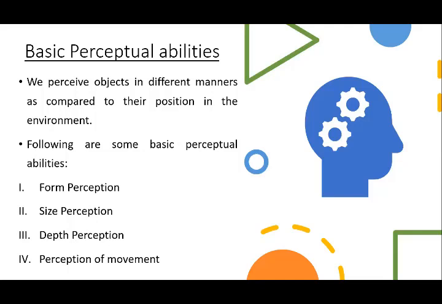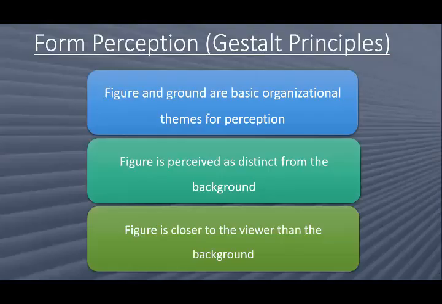Read the first line, which is very important. We perceive objects in different manners as compared to their position, their size, their background, right? So the basic perceptual abilities, the basic perceptual competencies include form, size, depth perception, and the perception of movement. Let's see one by one then.